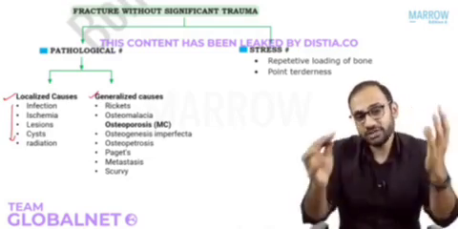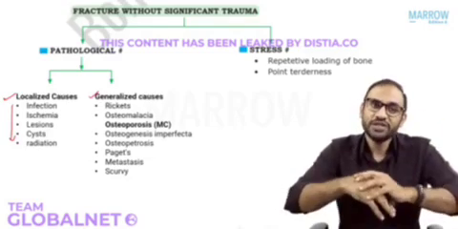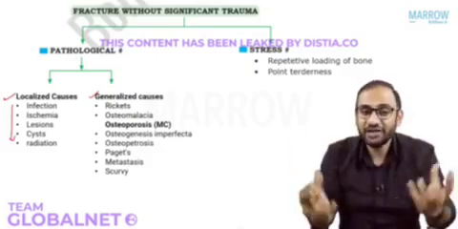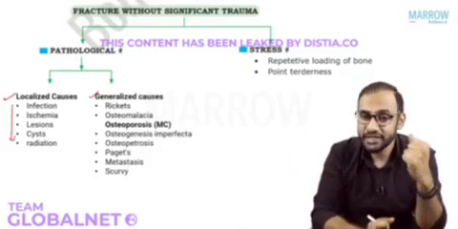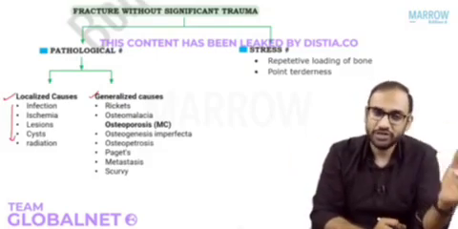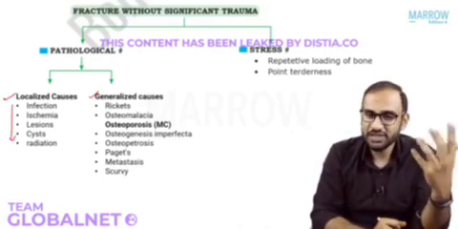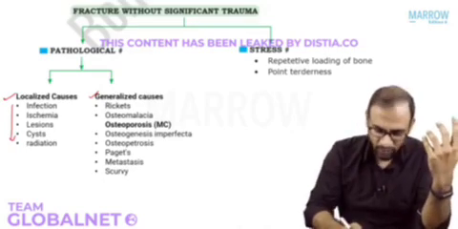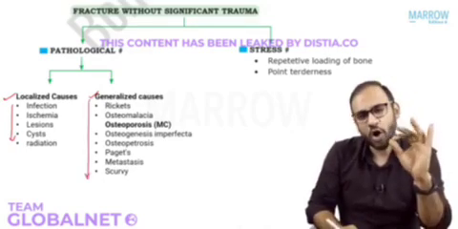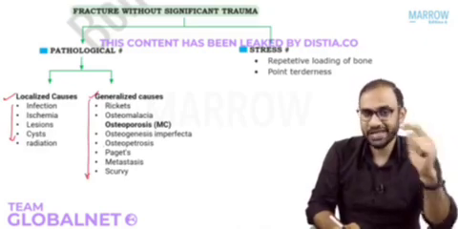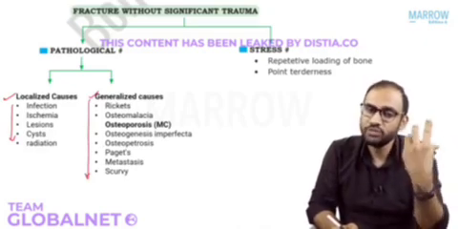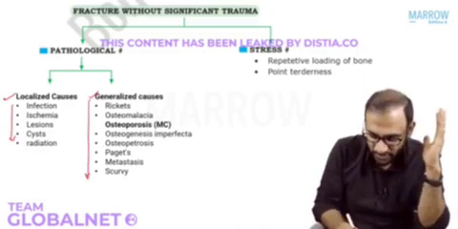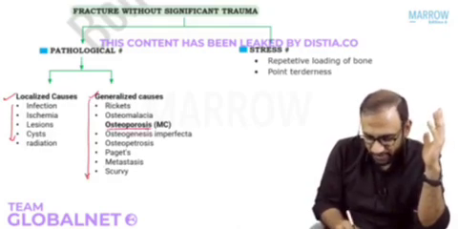Now, what is generalized cause? Generalized cause, the bones are weak generally because of some underlying metabolic bone disease. What could it be? It could be rickets, osteomalacia, osteoporosis, metastasis, osteogenesis imperfecta, osteopetrosis, so many. The most common ones are osteoporosis and metastasis. Osteoporosis more common than metastasis. Okay, so osteoporosis and metastasis.